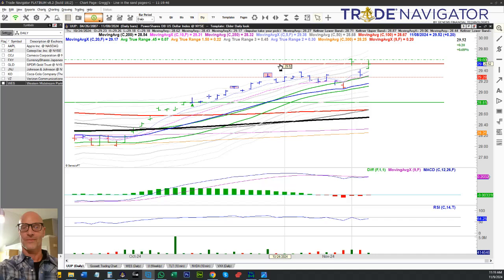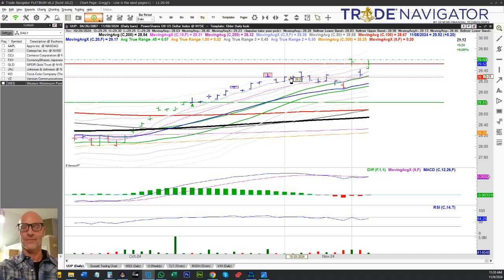I placed my emergency stop up here, my 2 ATR stop up here, 29.54. I placed a 4 ATR profit target down here. Remember, you want to have an asymmetrical risk to reward ratio. I'm risking 2 to make 4, and this one just didn't go my way.